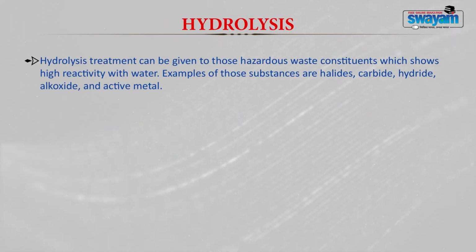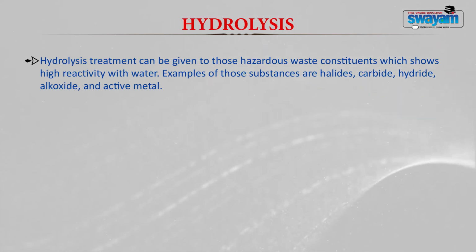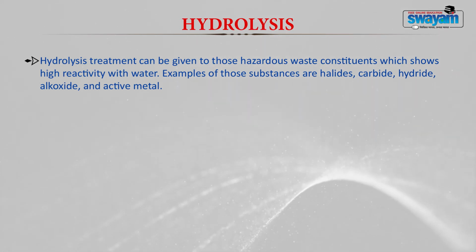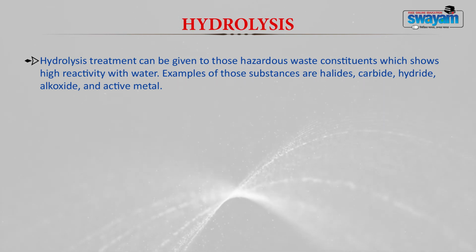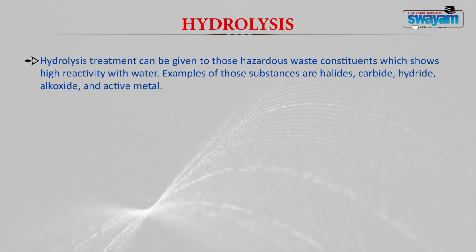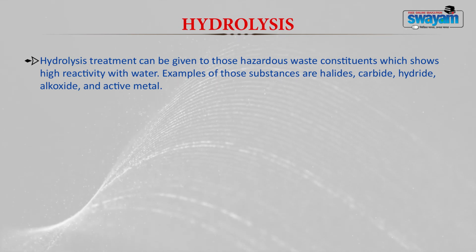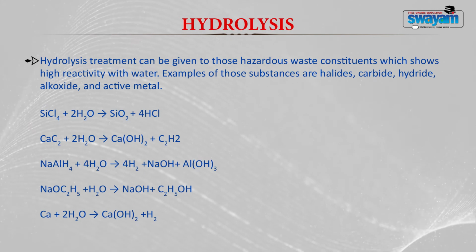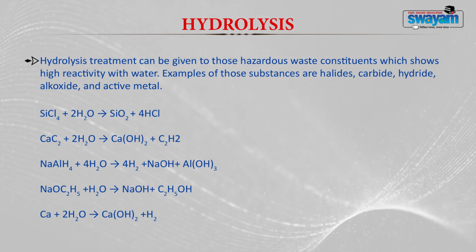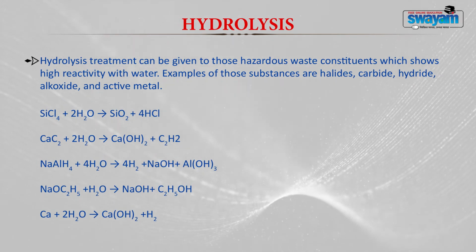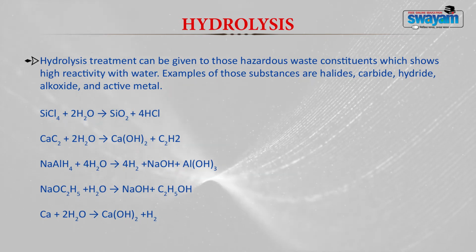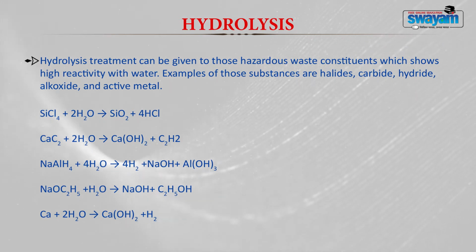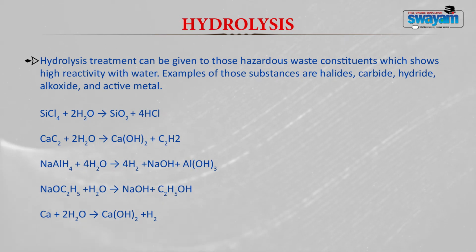The next process is hydrolysis. Now, hydrolysis treatment can be given to those hazardous waste constituents which show really high reactivity with water. Examples can be your halides, carbides, hydrides, alkoxides and other active metals. Now, examples are given in terms of equations, where SiCl4 plus 2H2O gives SiO2 plus 4HCl. Same way, CaC2, when it reacts with water, gives calcium hydroxide plus C2H2.